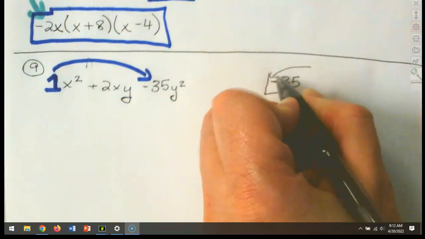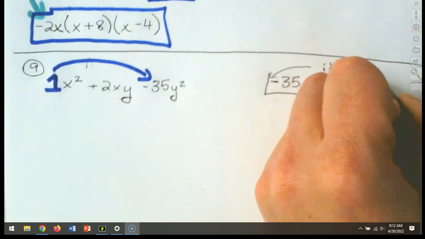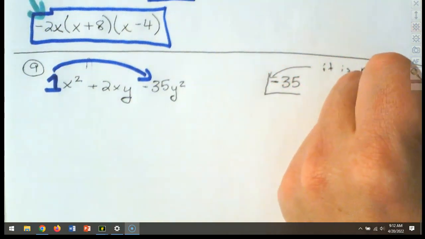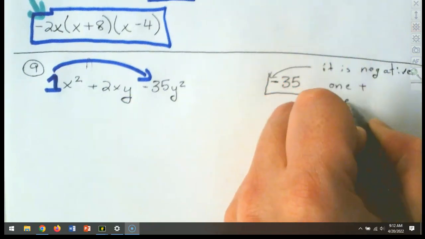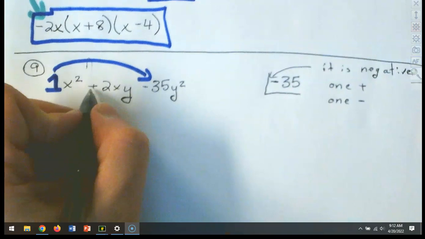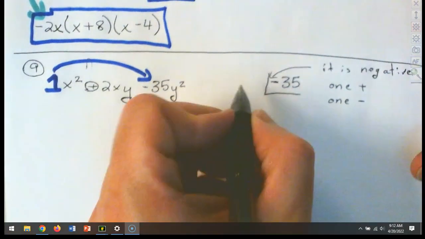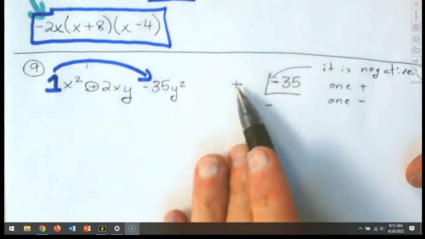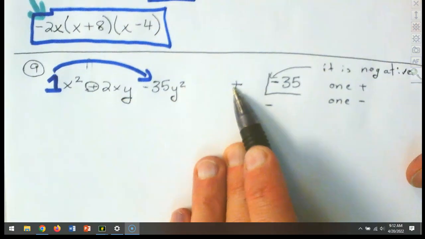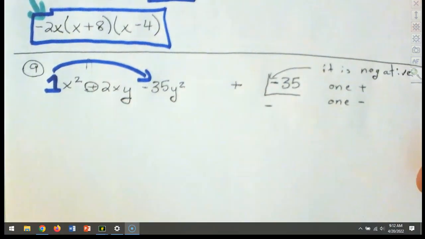Well, we know that's negative. So that means one of the numbers is positive, one of the numbers is negative. We look in the middle, and the sign in the middle, in this case, is positive. So larger one's positive, smaller one's negative. I always write the larger one first. That way we don't get mixed up with the signs. We know the larger number needs to be positive.